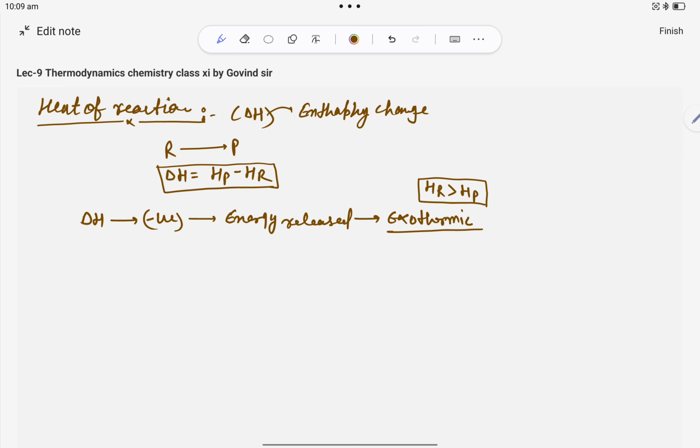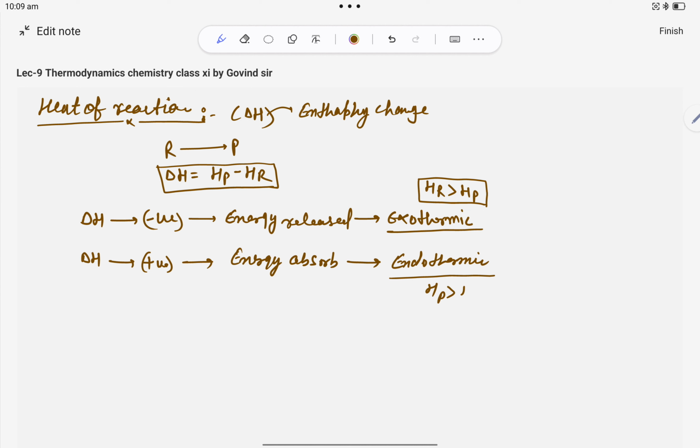Don't worry, children. If delta H value is positive, then energy is absorbed. What does energy absorbed mean? These are small things. I know you people are getting bored, but you have to focus. Endothermic means you have to provide energy for the reaction to complete. So here product energy is more than reactant energy.